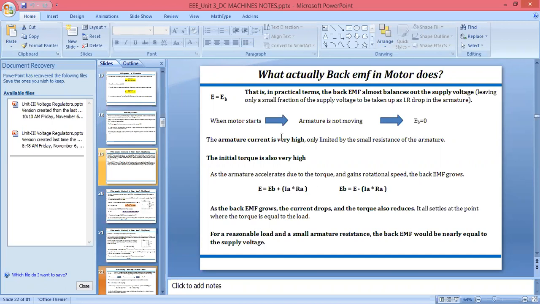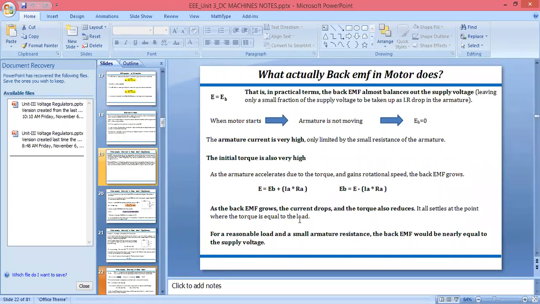But if the value of current IA is high, at that time what will happen? The initial torque is also very high, because the armature accelerates. If the armature rotates, acceleration increases due to the torque, and it gains speed and the back EMF will grow. If back EMF increases, the current will drop. If current reduces, torque will also reduce, and it all settles at the point where the torque is equal to the load. So for a reasonable load and a small armature resistance, the back EMF needed will be nearly equal to the supply voltage.